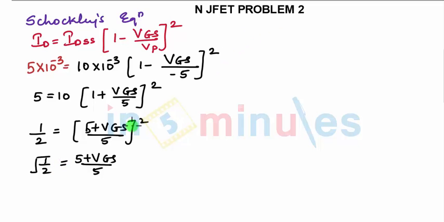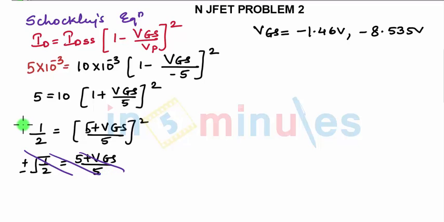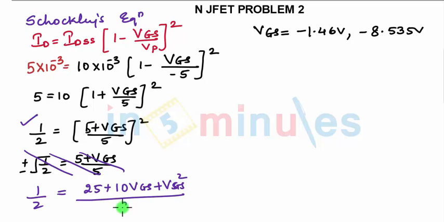So on solving you will get two values of VGS. One is minus 1.46 volts and the second is minus 8.535. You always get two values of VGS, because whenever you have a quadratic equation, you can solve by expanding this. It will be half equals (a plus b) the whole square, which is 25 plus 10 VGS plus VGS square upon 25. So on solving this you will get the two roots for VGS.